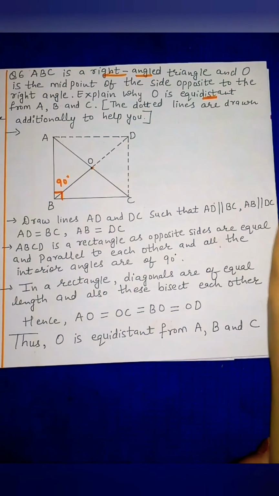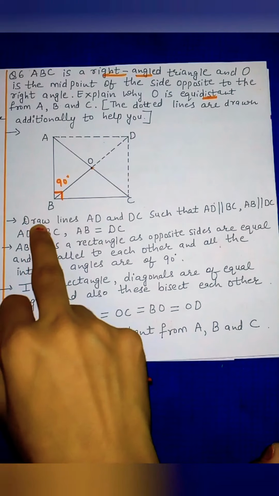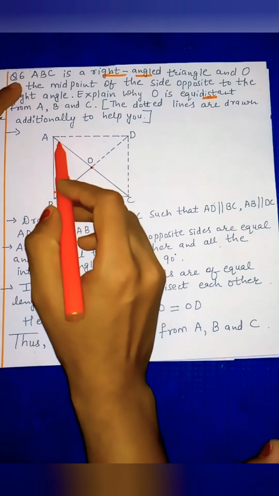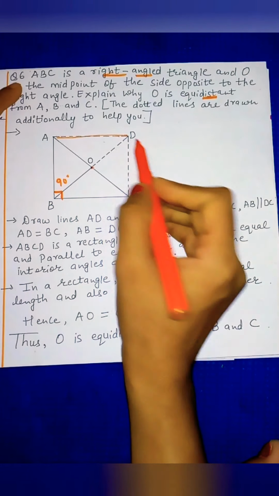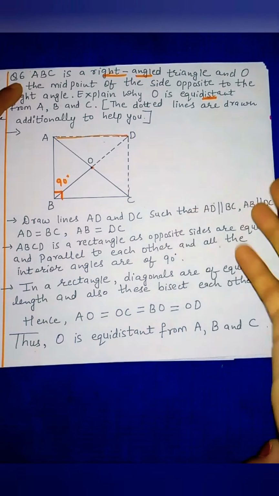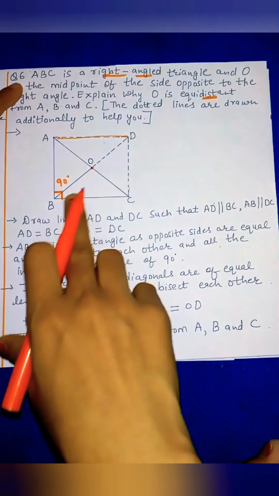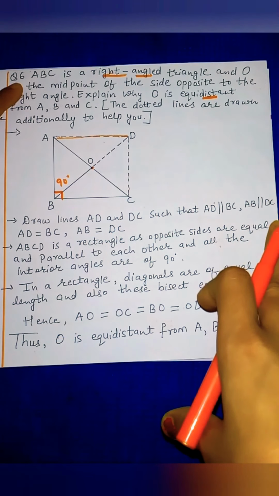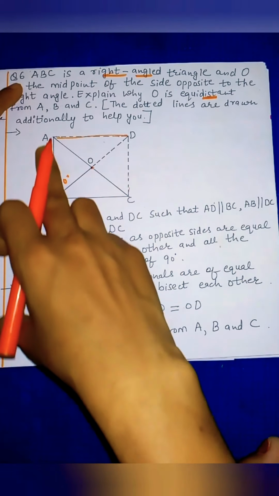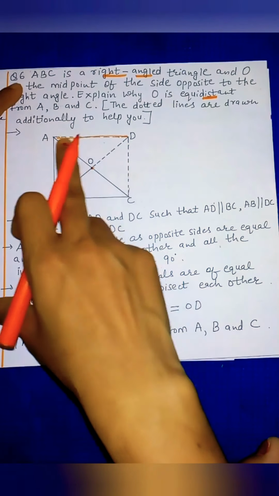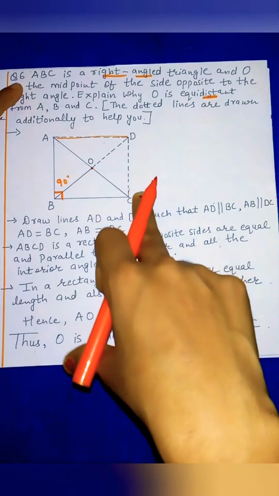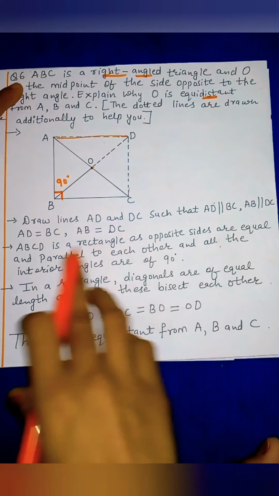Okay, now let us start our sum. First of all, we will draw the lines. So draw lines AD and DC, such that AD is parallel to BC. As I told you, AD is parallel to BC and AB is parallel to DC. AB is parallel to DC, or CD, anything you can write.